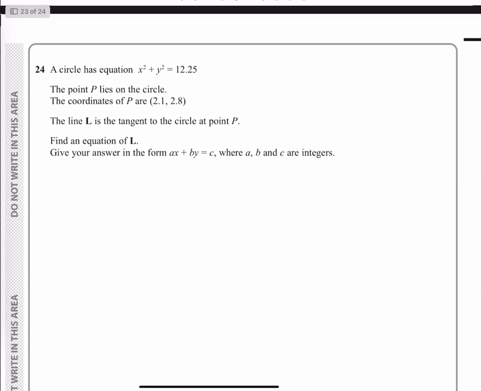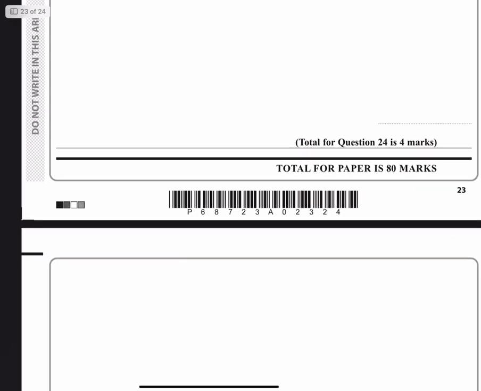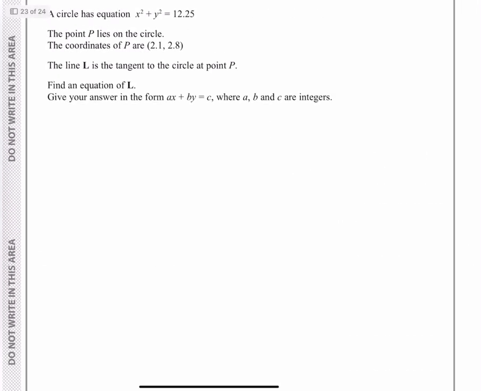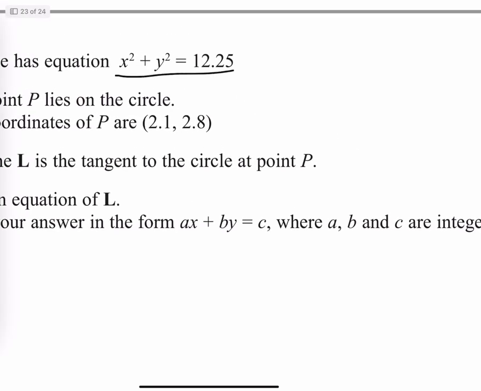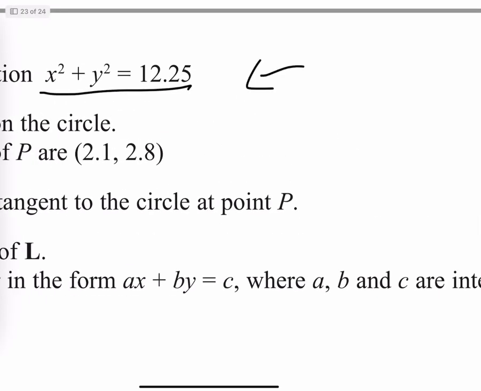Here's a circle. I mean, they haven't even given us the circle. How rude. But it's our final question, so we're going to be brave and do it anyway. A circle has this equation. There's a point on the circle. We want a tangent to the circle. There, okay. Easy. We can do that. So, what do we know about this? This circle goes through the origin.